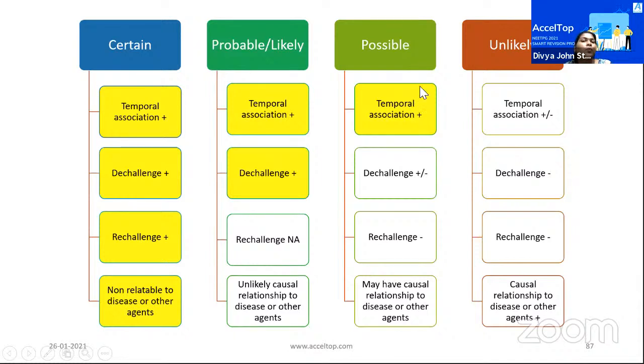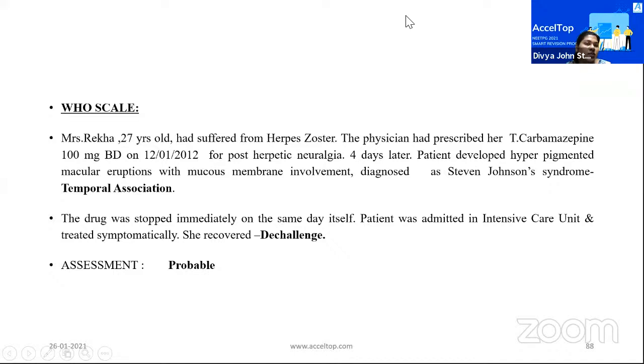Next is possible. In possible, you only have a temporal association. Everything else is questionable or not available. In unlikely, even the temporal association is not there. So that is how causality is assessed using the WHO scale.